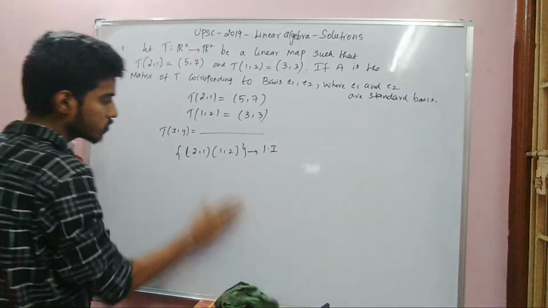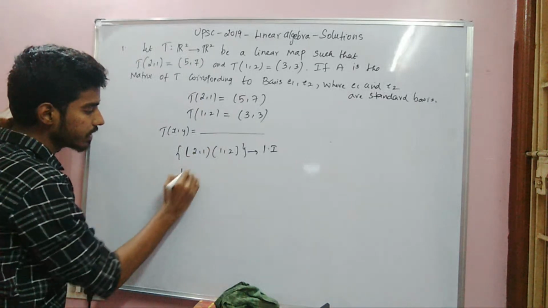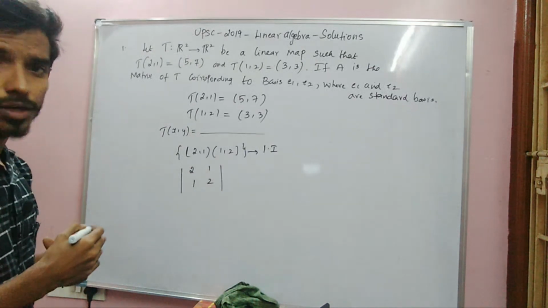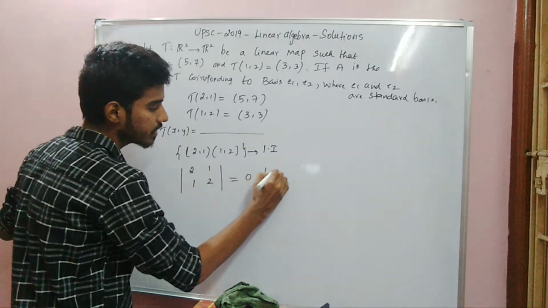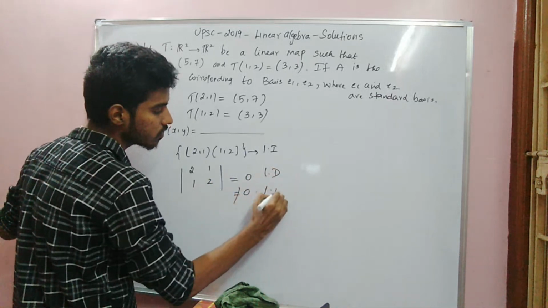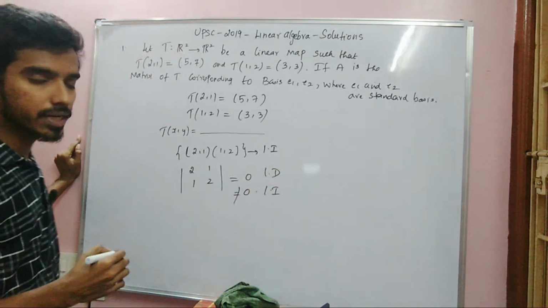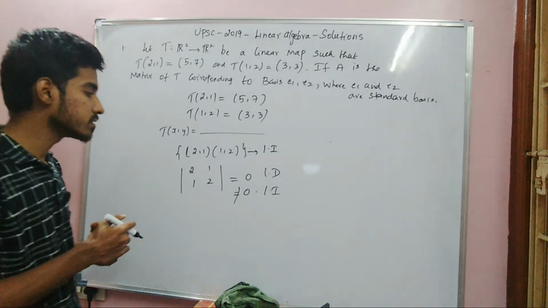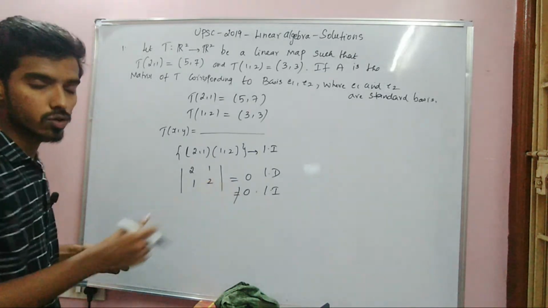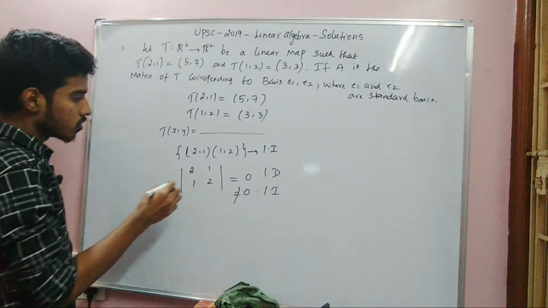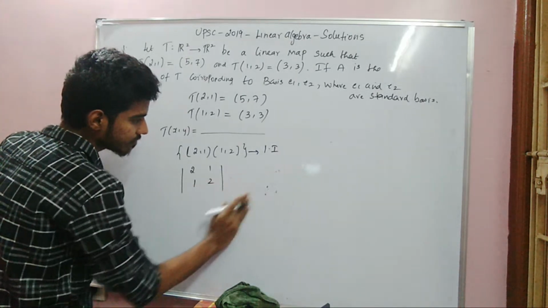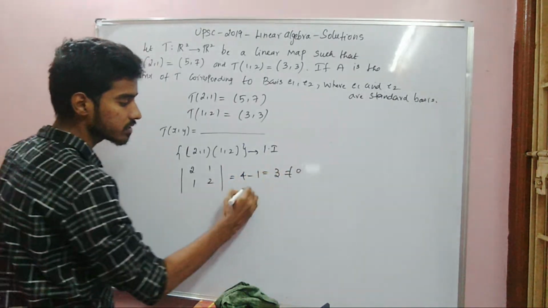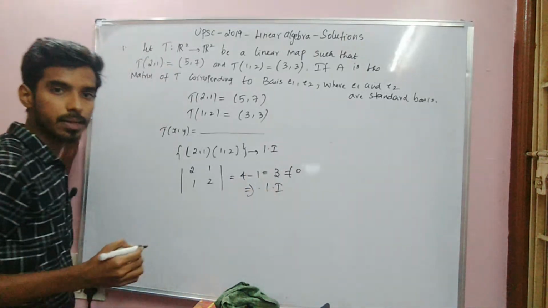So to show this set with vectors (2, 1) and (1, 2) is linearly independent, you transform the set into a matrix and find the determinant. If the determinant is 0, then the vectors are linearly dependent. If it is non-zero, they are linearly independent. The determinant of this matrix is 4 minus 1, which is equal to 3, which is non-zero. So these are linearly independent.